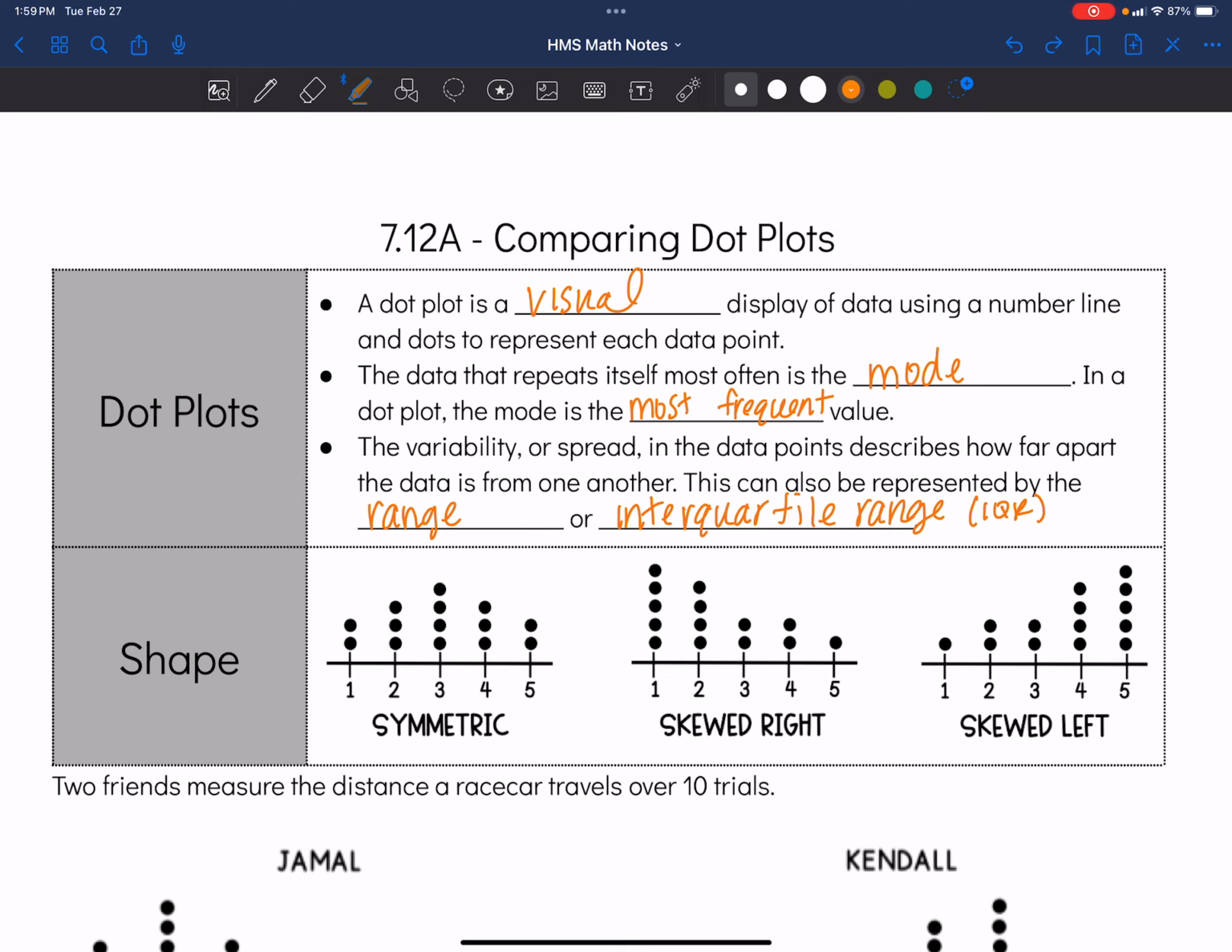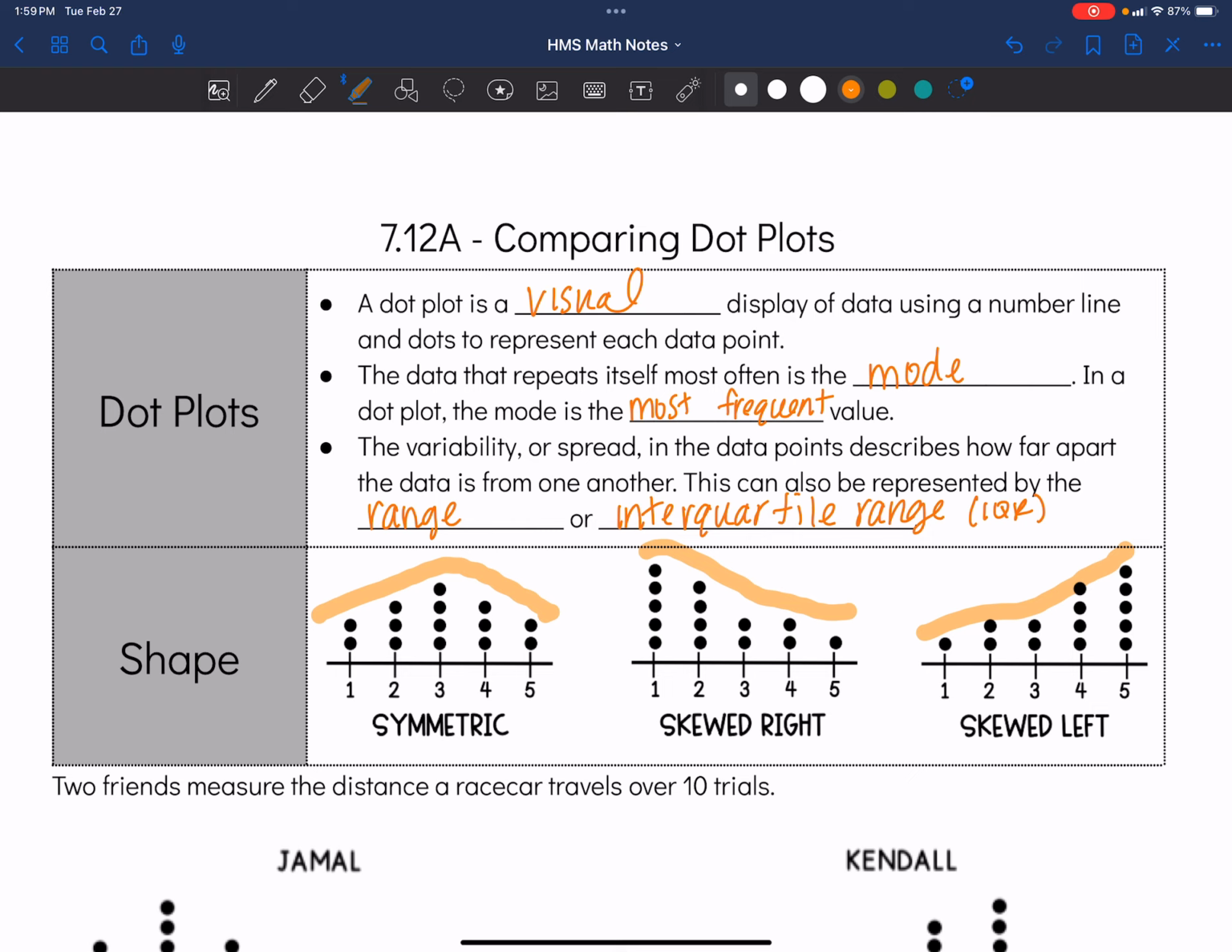If it's symmetrical, it's going to be on a bell curve. That looks pretty symmetrical. If it's skewed right, then that means there's not a lot of data on the right. So it's kind of backwards of what you would think. If it's skewed left, same thing as skewed right. Skewed left, there's not a lot of data on the left. It means most of the data is on the right.